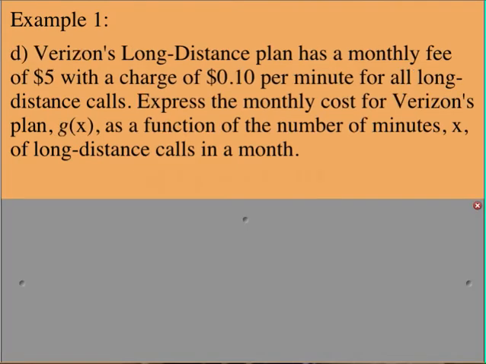The next part is Verizon's long distance plan. Let's say that they have a monthly fee of $5, but they charge 10 cents per minute for long distance calls. It says, express the monthly cost for Verizon's plan, g of x, as a function of the number of minutes of long distance calls in a month. So it'll look similar to the Sprint's. Our y-intercept is 5, that $5 monthly fee, and then 10 cents per minute.